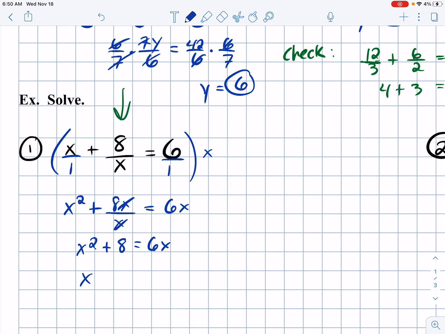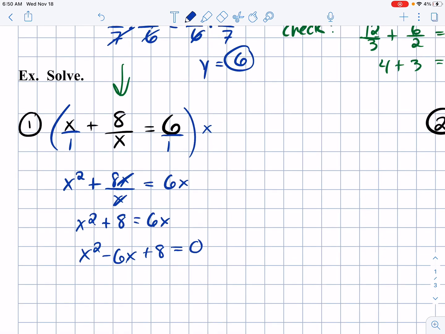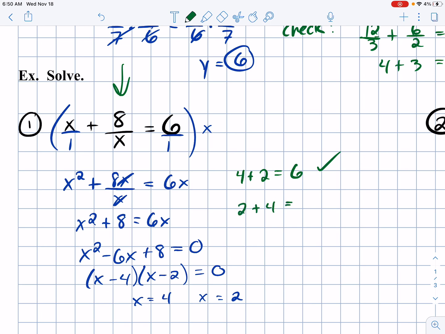And then when we set it equal to 0, x squared minus 6x plus 8, hopefully this should remind you of a quadratic equation where you're going to have multiple solutions. So we have minus 4 and minus 2 are factors of 8 that add up to negative 6. So we get x equals positive 4 and positive 2. And then again, you should always go check. Plug in our 4. We get 4 plus 8 over 4, which is 2. So that checks out. And we plug in our 2, we get 2 plus 8 over 2, which is 4, equals 6. That checks out. So 2 solutions here. That's okay to have 2 solutions.